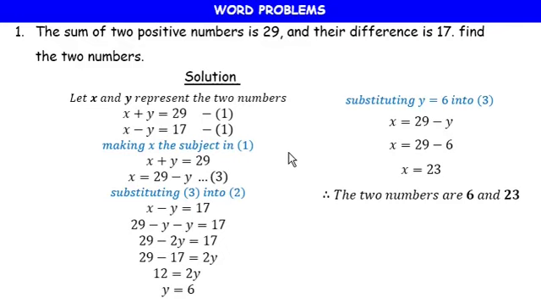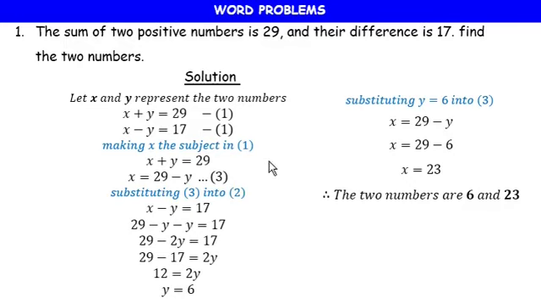In maths, we always use variables or letters to represent unknown numbers, right? So since we don't know those two unknown numbers, then let x and y represent the two numbers that we don't know, right? And then let's study the statement very well. It says the sum of two positive numbers is 29.